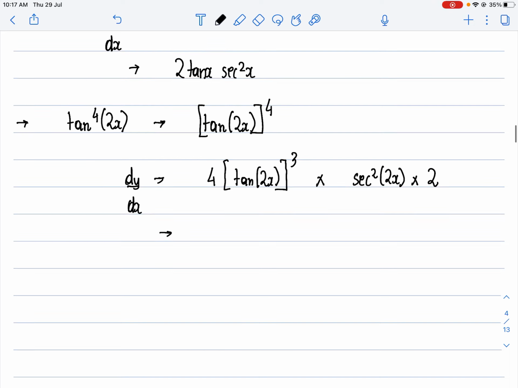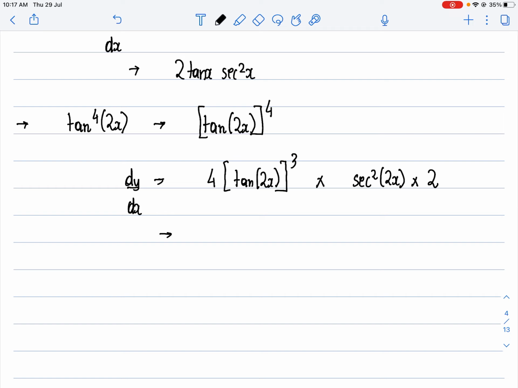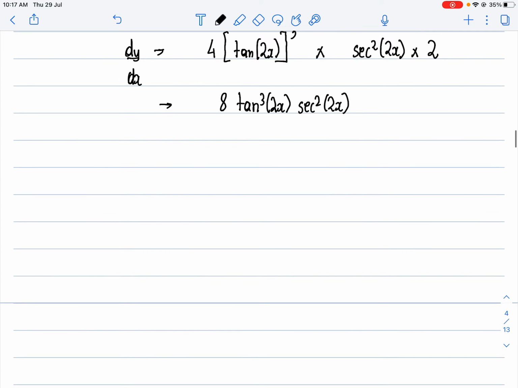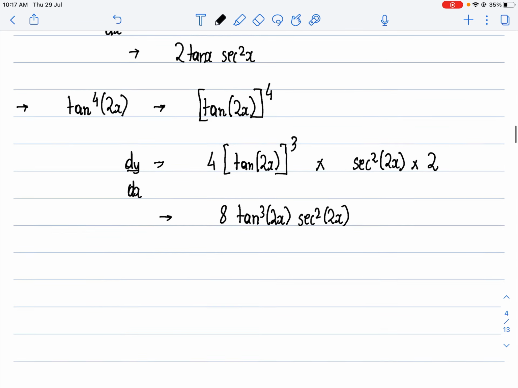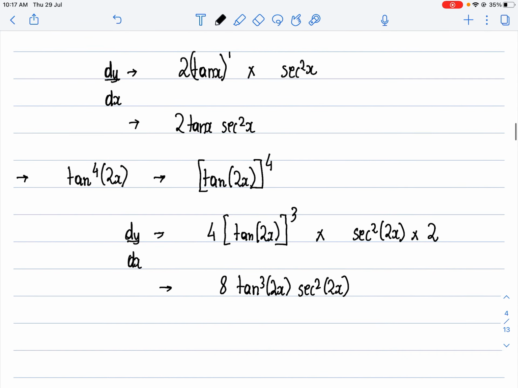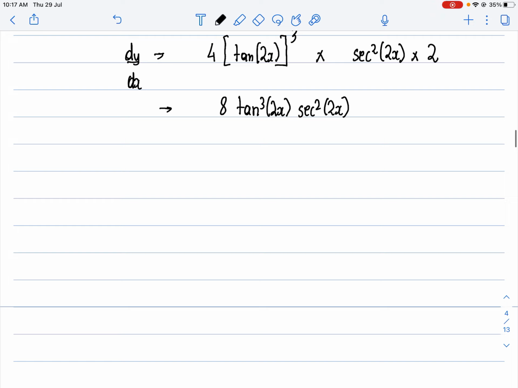Correct? So now I can multiply this. First I can do 4 into 2, which is 8. And I can write this as tan cube 2x, okay, multiplied by sec square 2x. Correct? This is what I basically get. Okay. So basically these were some of the examples, but this was chain rule mainly applied to the trigonometric functions, tan, sine, okay. So now let's do the logarithm and the exponential chain rule.